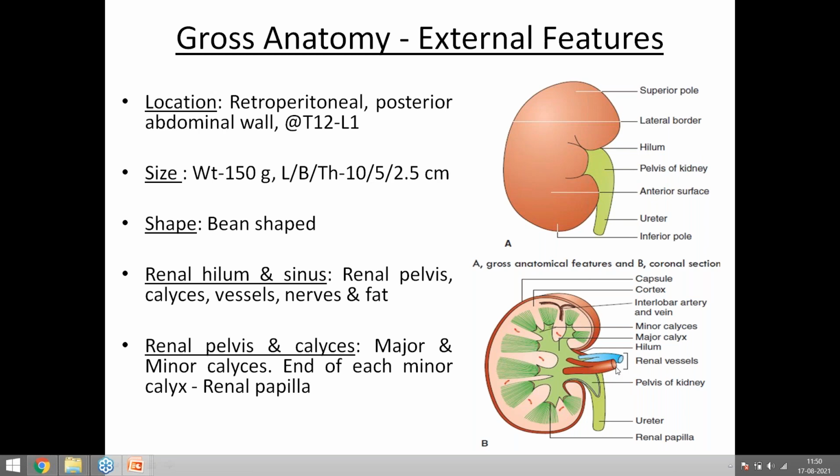Here, do you see that this is the hilum, and this is where the artery enters and the vein leaves? Again, all from the hilum, and the ureter also leaves the kidney from the same hilum. Okay.